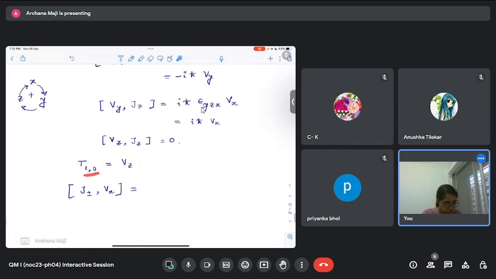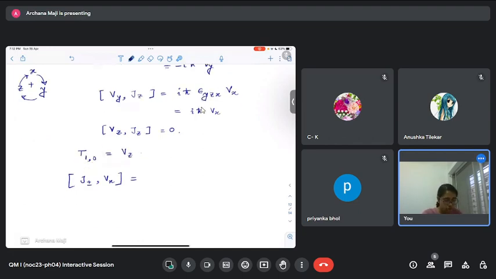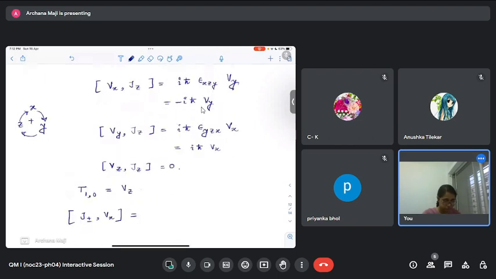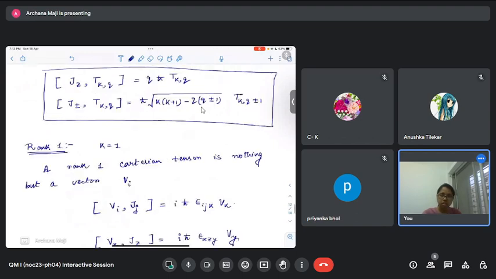Okay. Now we want to figure out T1 plus minus 1. That's why we are doing this, so that we can compare with this commutator. Sorry, there is huge lag on my screen.